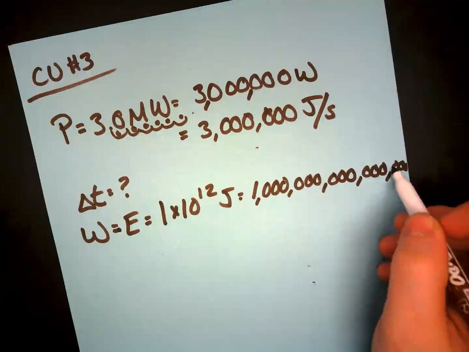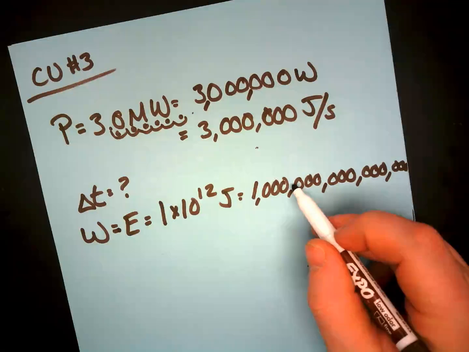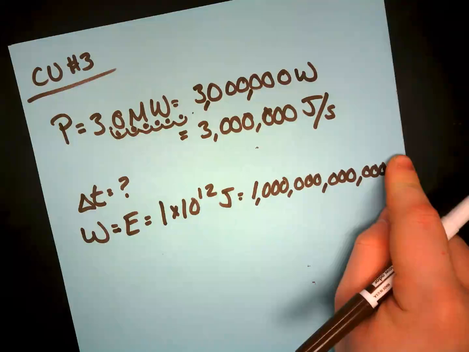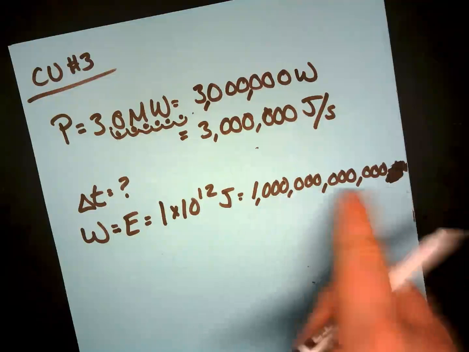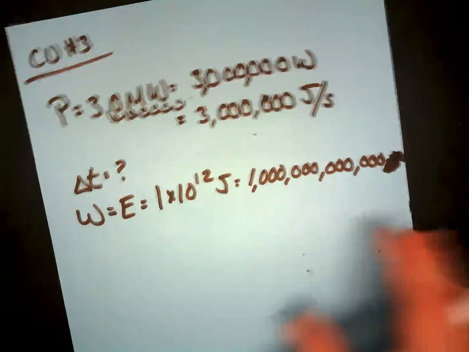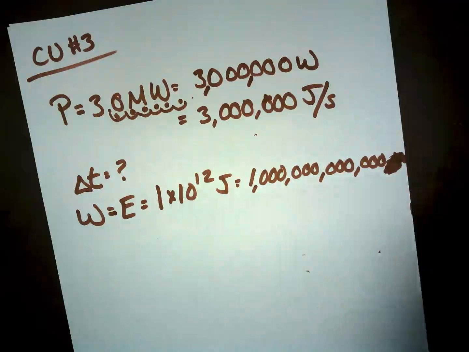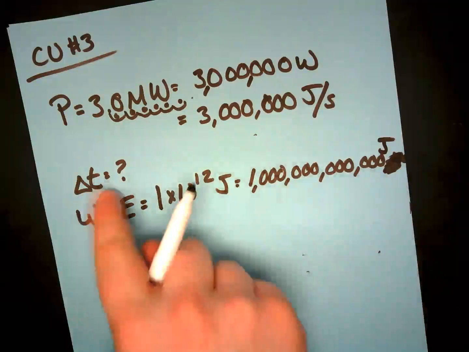So 1, 2, 3, 4, 5, 6, 7, 8, 9, 10, 11, 12. Oh, hold up. Million, billion, that's right. I put one too many groupings of zeros, because this is 1 trillion. So 1 trillion joules. Okay, how much time is needed?